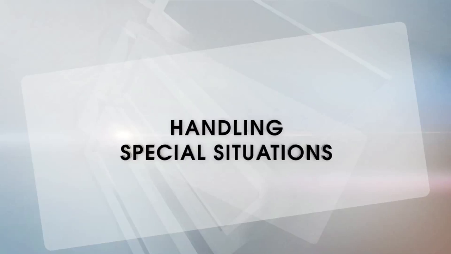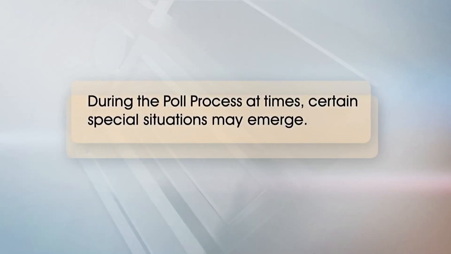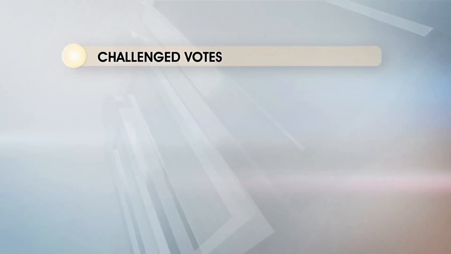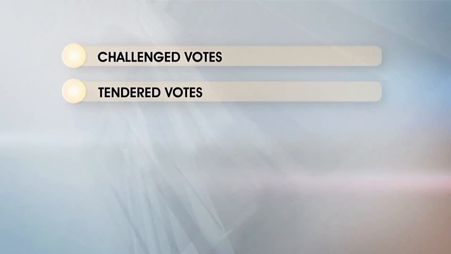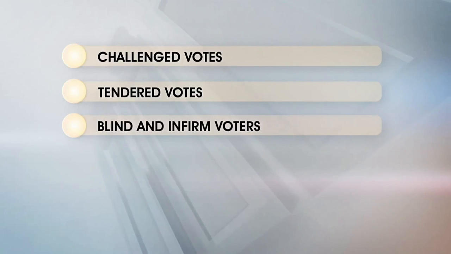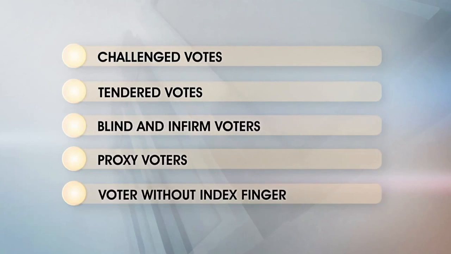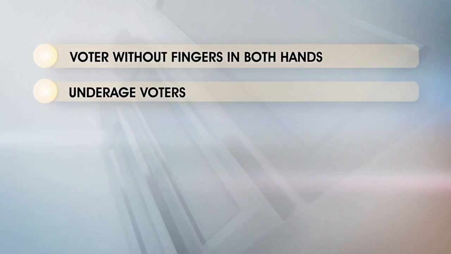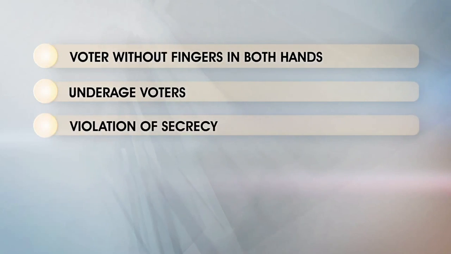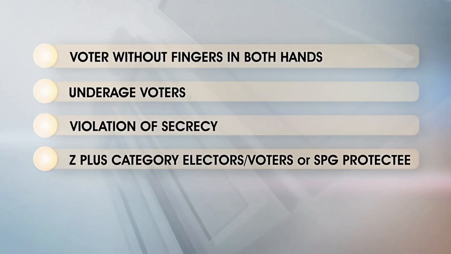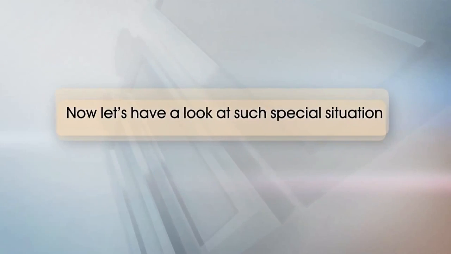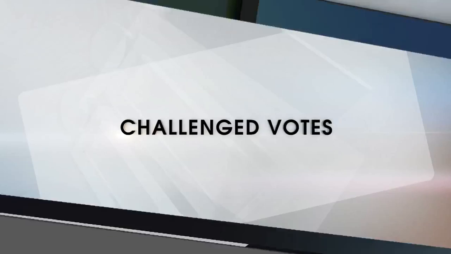Handling special situations. During the poll process at times, certain special situations may emerge. Challenged votes, tendered votes, blind and infirm voters, proxy voters, voter without index finger, voter without fingers in both hands, underage voters, violation of secrecy, Z plus category electors, voters or SPG protectee, EDC and postal ballot. Now let's have a look at such special situation.